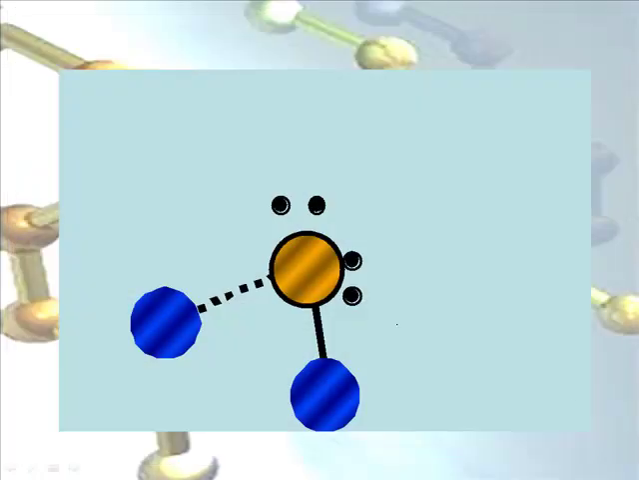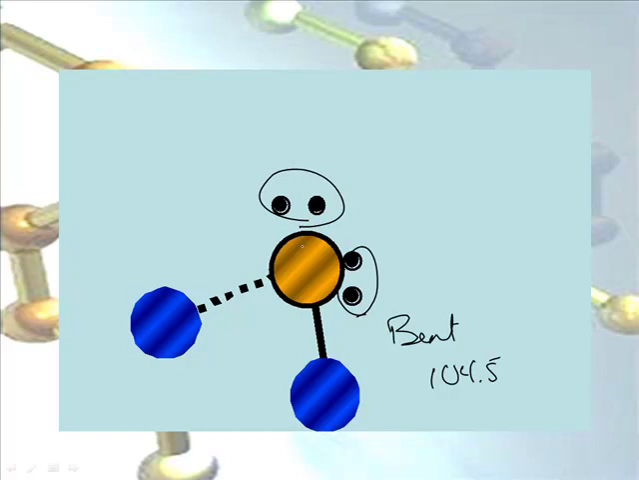Now, our perfect example of this one is water. This is how water looks. All right, let's go back to the screen now. So this would be the bent 104.5. And again, remember the unshared pairs take up more space. That's why we now go from 109 to 107, now to 104.5. And water, the classic example, Mr. Sams was drawing water, looks like Mickey Mouse, where this bond angle here is 104.5.